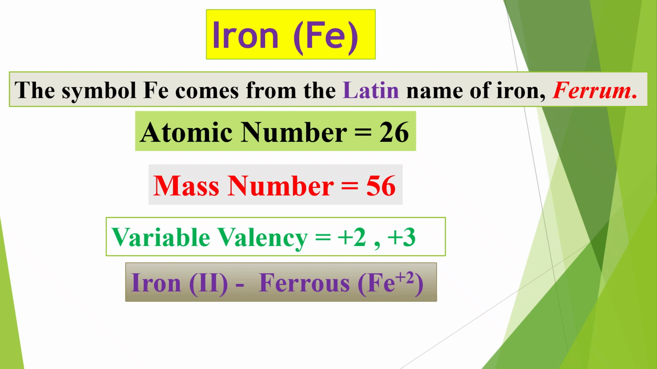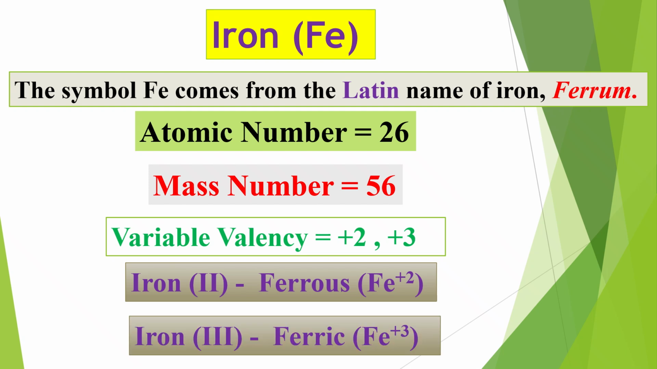If it is in the form of +2, we can call it ferrous. If it is +3, we can call it ferric. We can write it as iron 2, iron 3. That is, 2 and 3 show the valency of that element. So ferrous means low charge, that is Fe+2. Ferric means Fe+3. Ferrous is low charge, ferric is high charge.